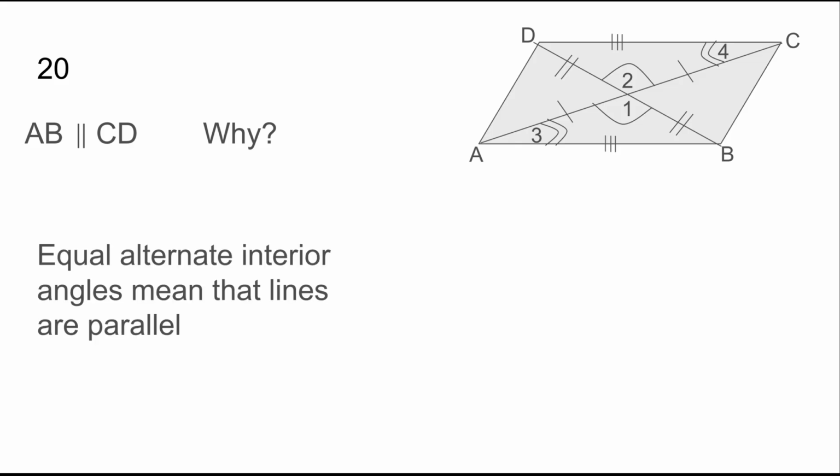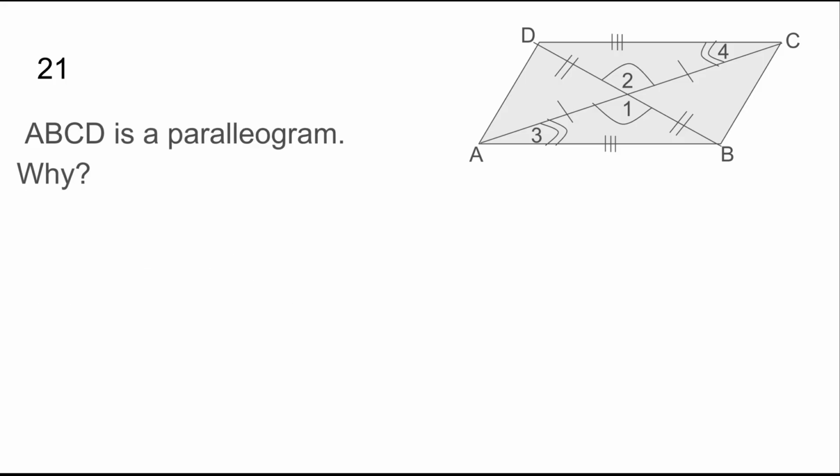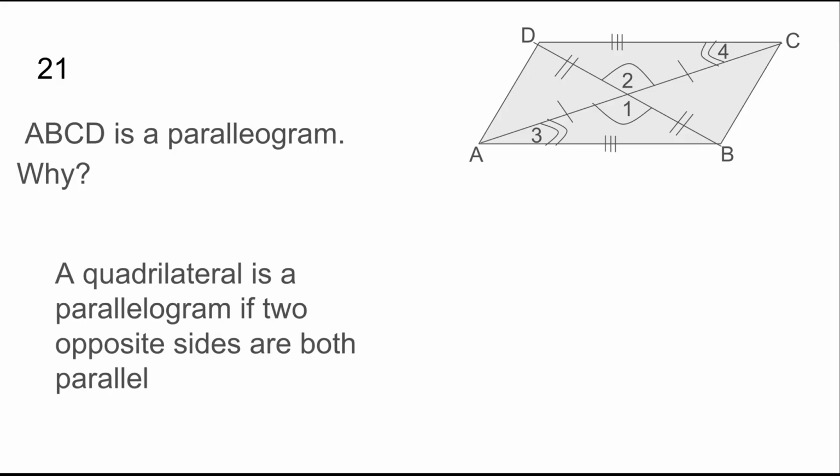How do we know this? Well, they have equal alternate interior angles, and that means that the lines are parallel, like we talked about earlier. So ABCD is a parallelogram. Why? Well, a quadrilateral is a parallelogram if two opposite sides are both parallel. So AB is parallel to DC. AD is parallel to BC.